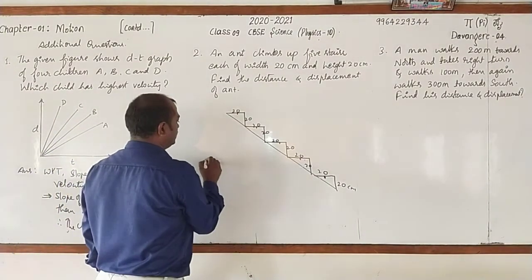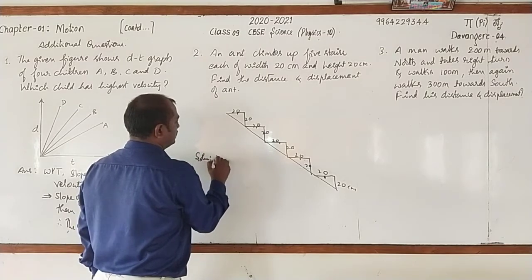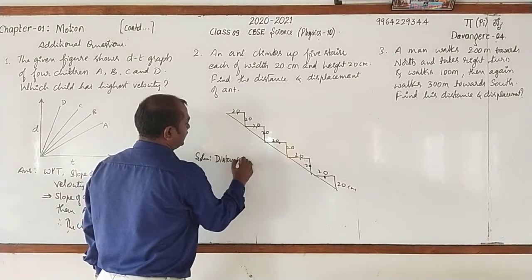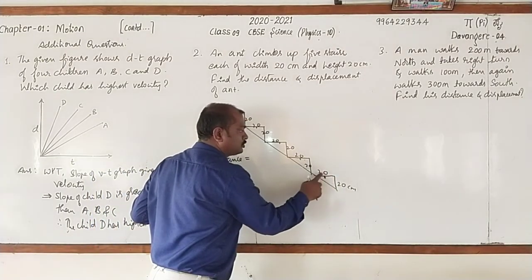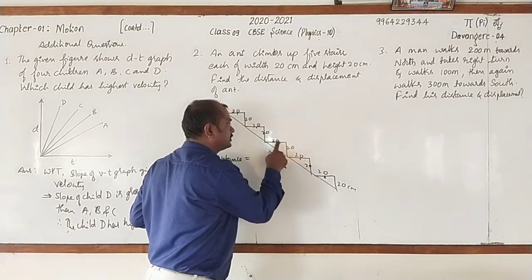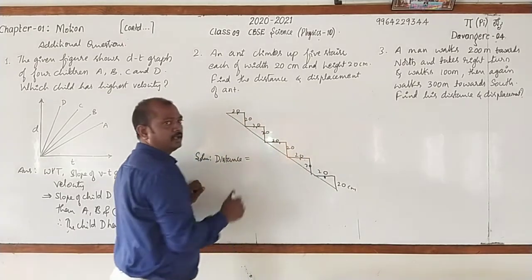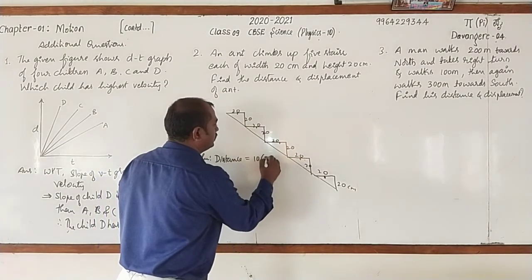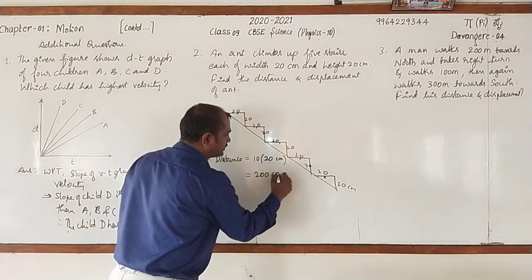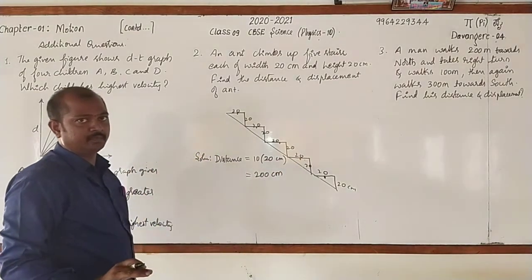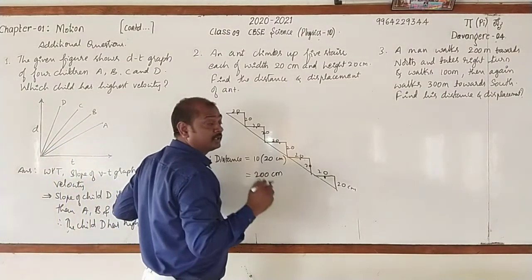Then what is the distance covered by it? How do you go about finding it? Here I'll write the solution. Distance covered by the ant is equal to 20 times how many? 1, 2, 3, 4, 5, 6, 7, 8, 9, 10 are there. So 10 into 20 centimeter is equal to 200 centimeter. Clear?